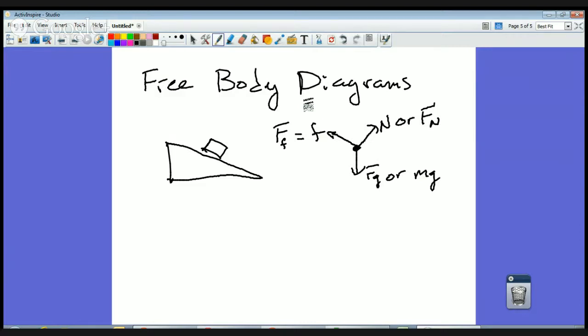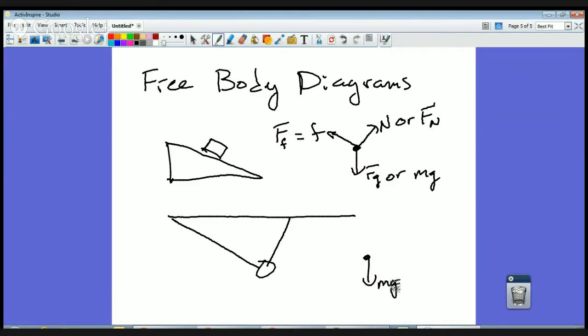So don't label 2 things T if they're not the same, right? So if I have an object hanging like this, right, the tension of those 2 wires aren't going to be the same. So you can't just call it T and T.